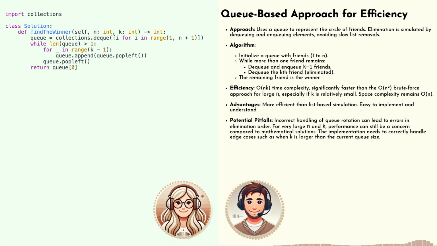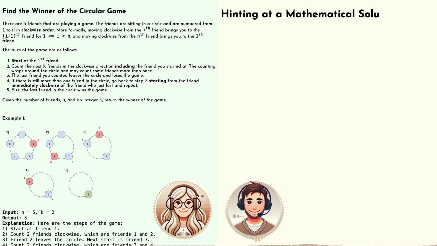What about its time complexity? So the time complexity of this approach comes down to O(n*k), which is a significant improvement over the O(n²) of the list-based approach. And this is especially noticeable when k is small or constant. So if the elimination step k is relatively small, this solution becomes really efficient. Absolutely. And the space complexity remains O(n) since we're still storing all n friends in the queue at the beginning. So we've traded a bit of space for a significant gain in time.